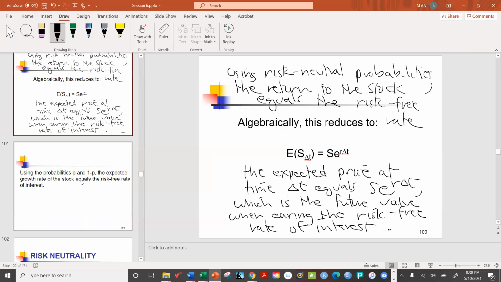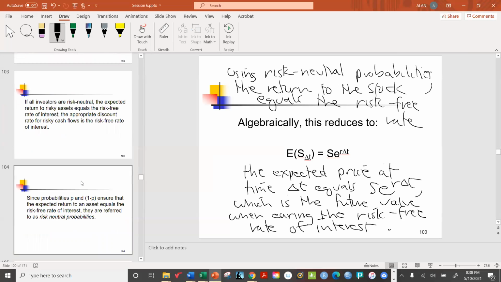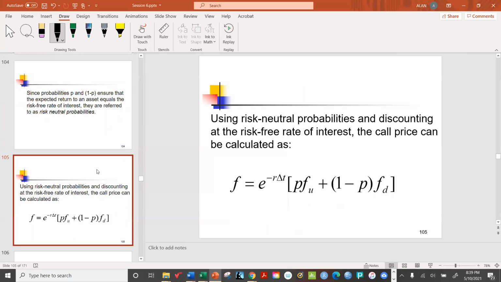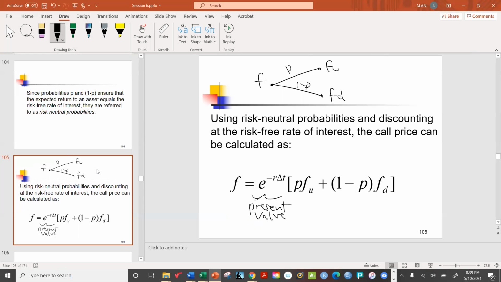So that means then that to price an option, we can simply use the risk-neutral probabilities to come up with the appropriate value today. Okay, so in other words, you've got the stock tree, the option tree, F, FU, and FD. This is the present value. We need that because these cash flows from the option will occur in one period in the future, not today. So this is the expected value of the option at time delta t.